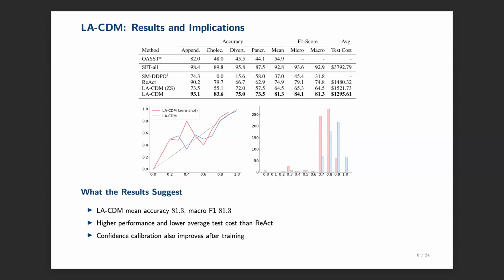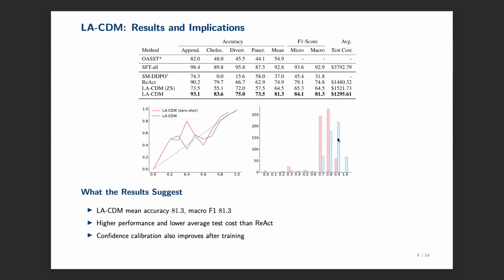I will not go deeply into the results because LAW-CDM is mainly the starting point of this problem setting. The main comparison is with React. React is a prompting-based agent framework where the LLM alternates between reasoning steps and actions, but it is not specifically trained for these clinical decision-making tasks. So compared with this React baseline, this research achieves higher diagnostic accuracy and lower average test cost.